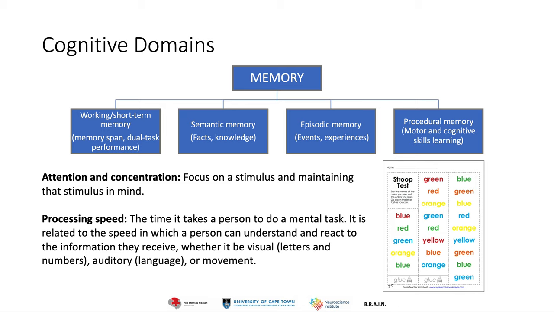Episodic memory is our ability to remember events and experiences. We test this by giving patients a list of words to learn, for example, the Hopkins Verbal Learning Test, or telling them a story and asking them to tell the story back to us. This includes learning new material and delayed recall for the information. Procedural memory is our memory for how to do things. For example, riding a bike or playing a musical instrument.